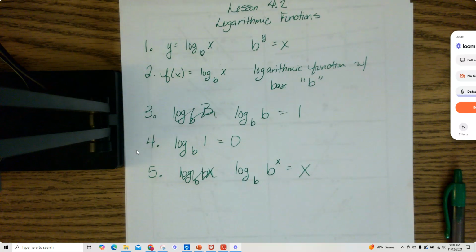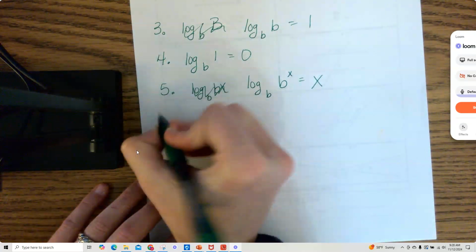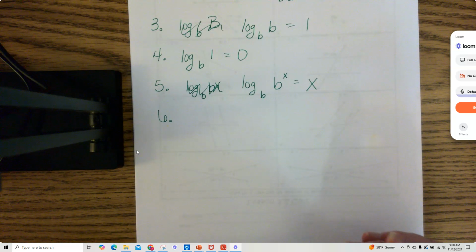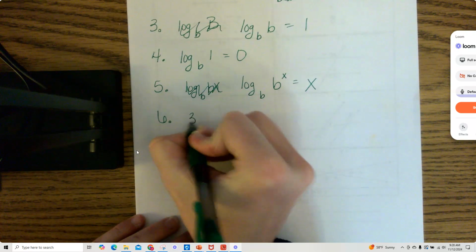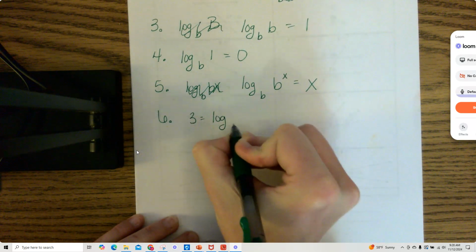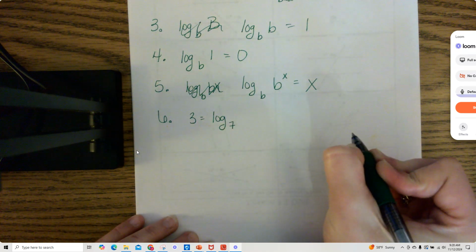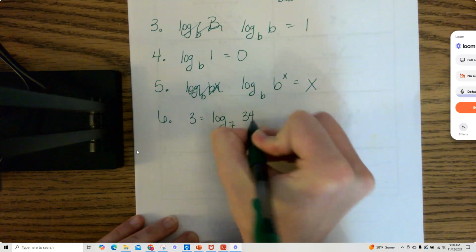Okay. Cooking pretty good on this one. The next ones all start with the number. Negative 3 equals log base 7 of 343. Like this. Yeah.